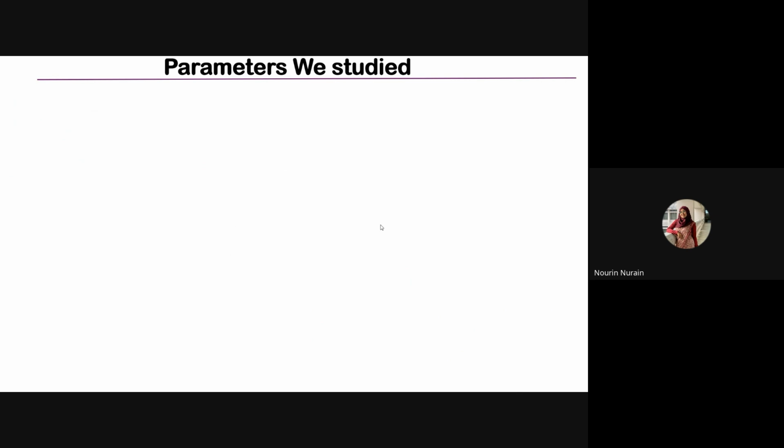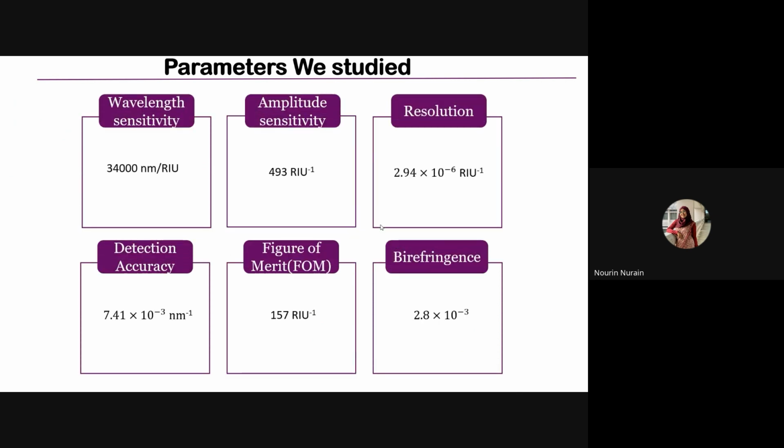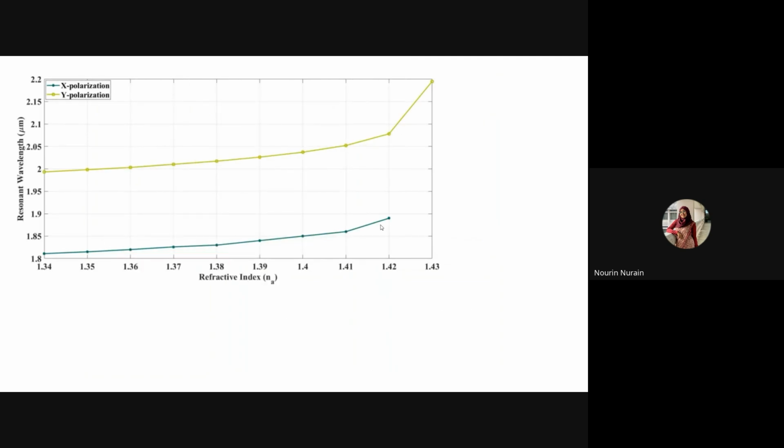So the parameters we studied here are wavelength sensitivity, amplitude sensitivity, resolution, detection accuracy, figure of merit, and birefringence. And here I have attached all the highest values we got. Okay, so this is the linearity curve, which determines the sensor's performance.